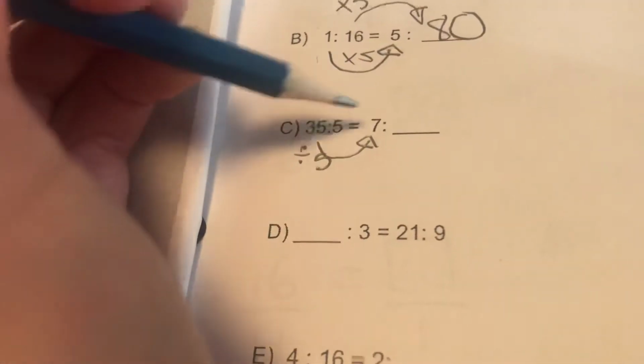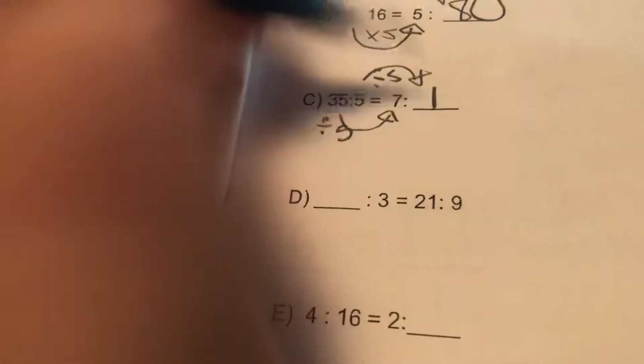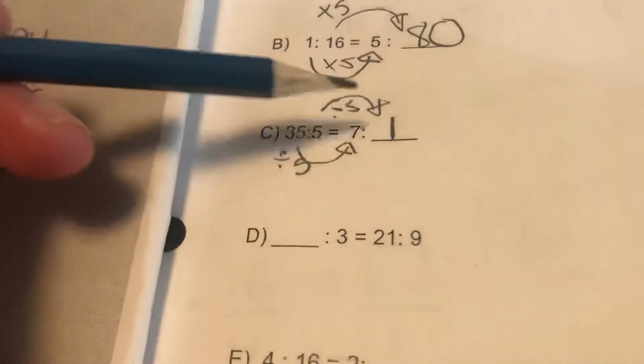So if I divided this by 5 to get 7, I also need to divide this side. So I'm going to go 5 divided by 5. Anything divided by itself is 1. So 35 to 5 is a 7 to 1 ratio.